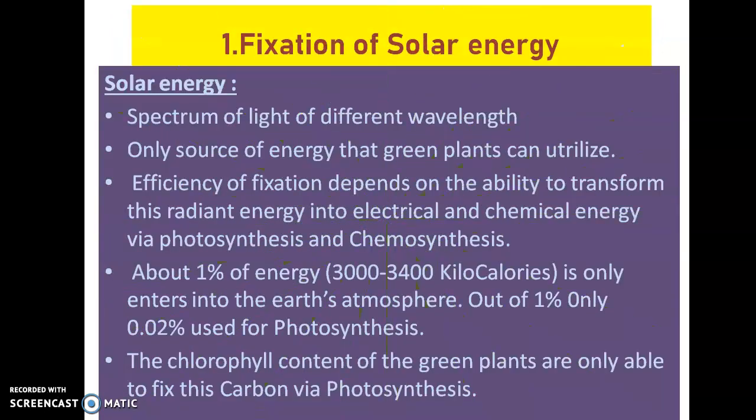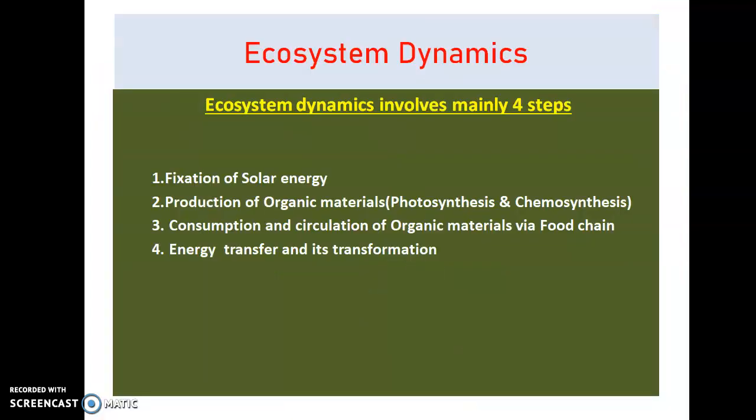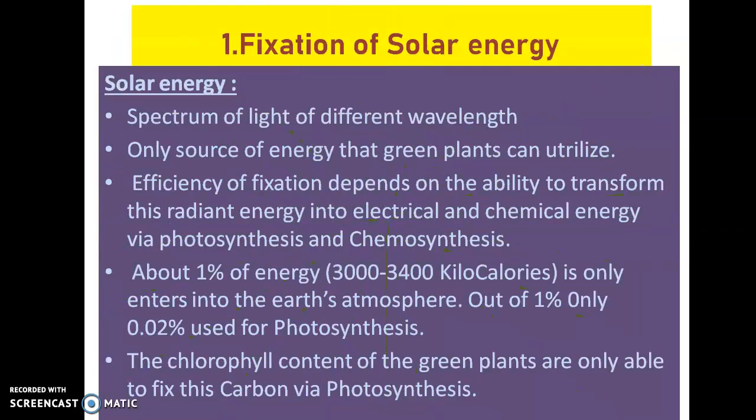The four main steps involved in this process are the fixation of solar energy, production of organic materials, consumption and circulation of organic materials via the food chain, and energy transfer and its transformation. So what is the first step? That is fixation of solar energy.